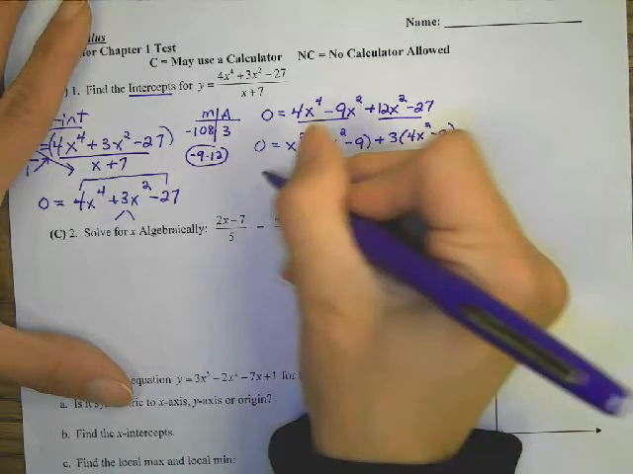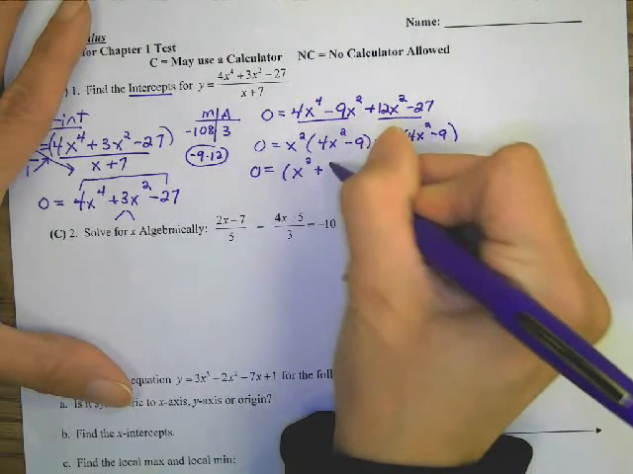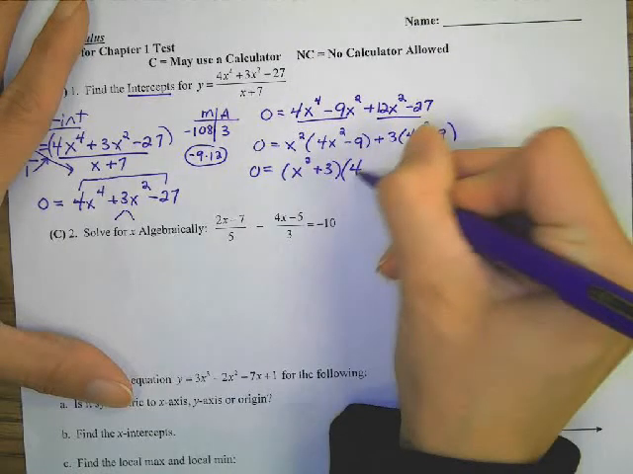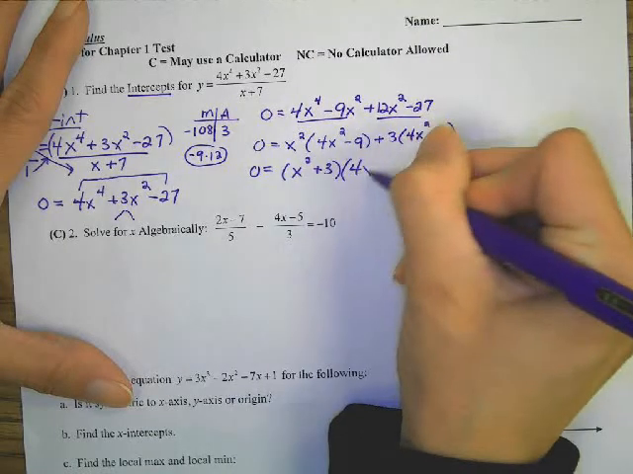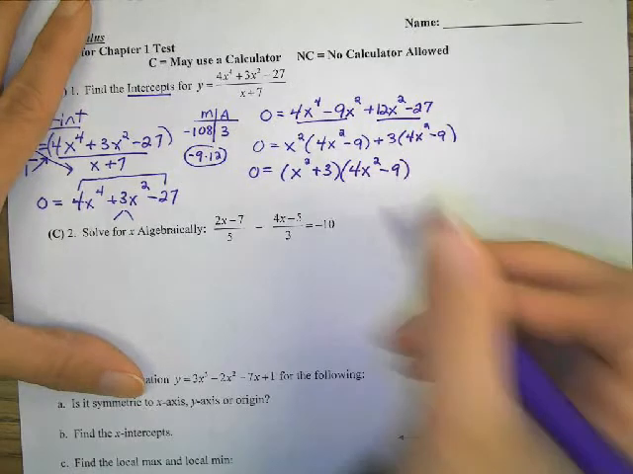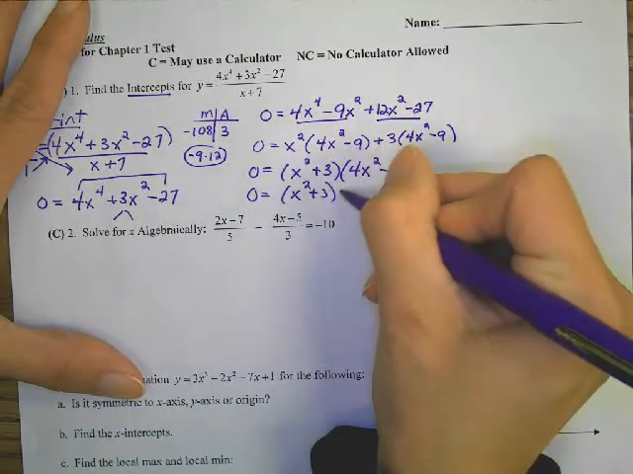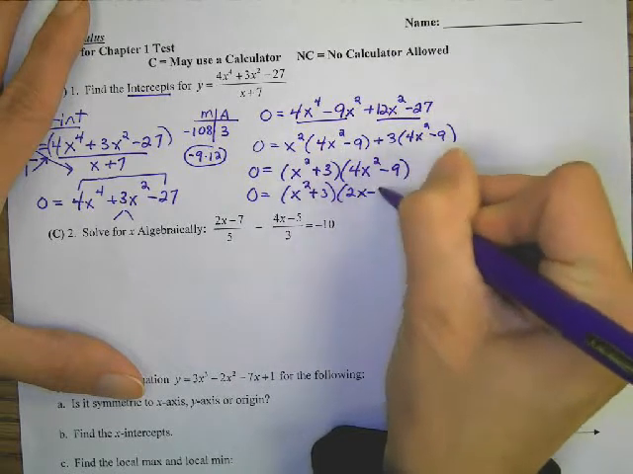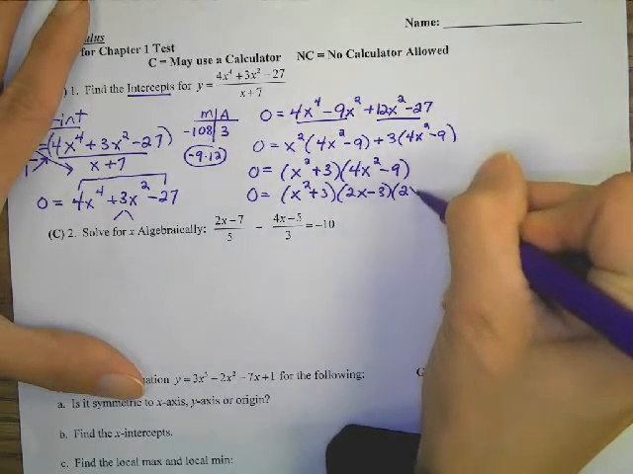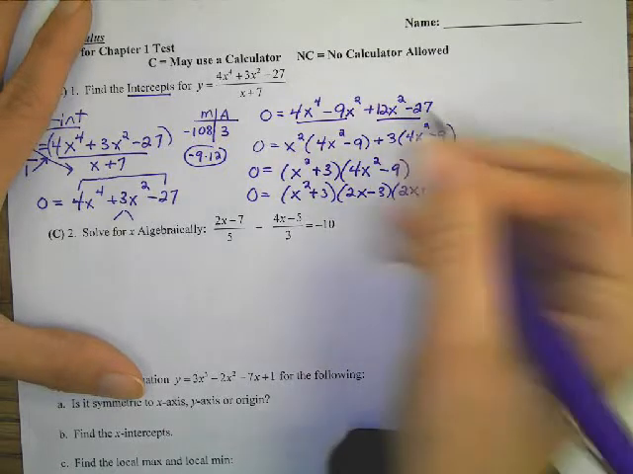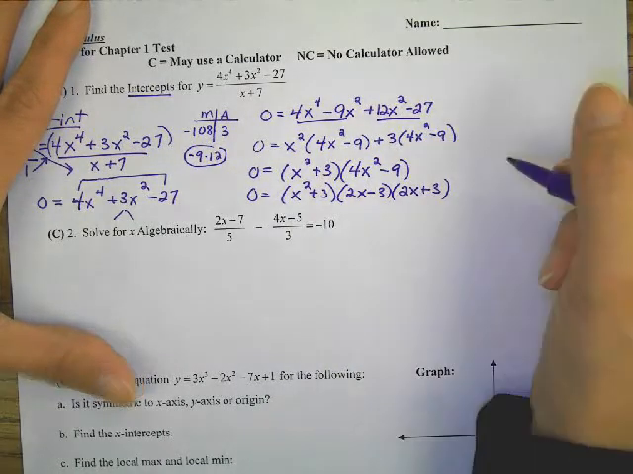So we have 3x. Difference of squares can factor further. The x squared plus 3 cannot. So 2x minus 3 and 2x plus 3. Okay, so this is a great factoring review problem. So the x-intercepts are plus and minus 3 over 2, comma 0.